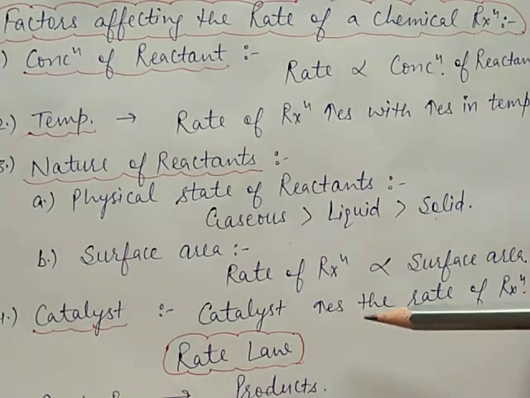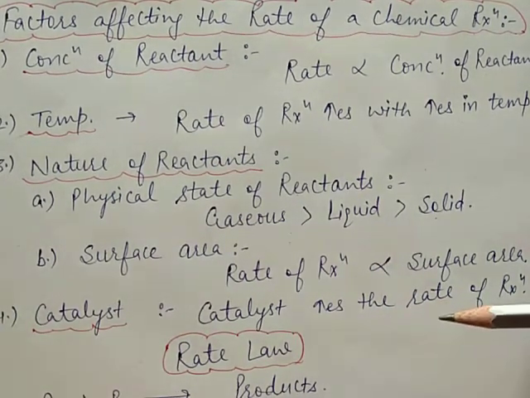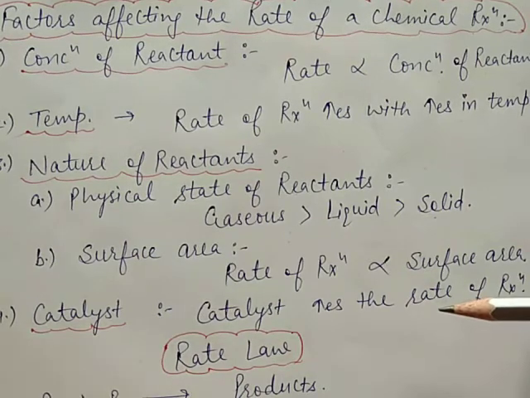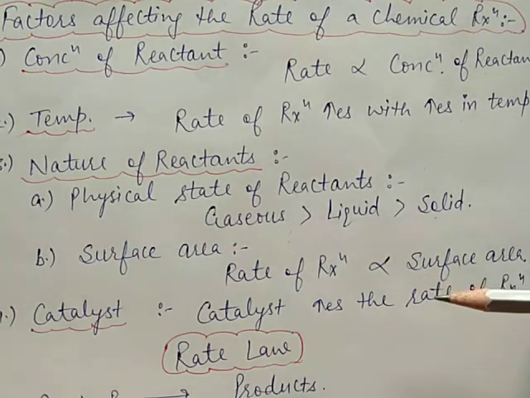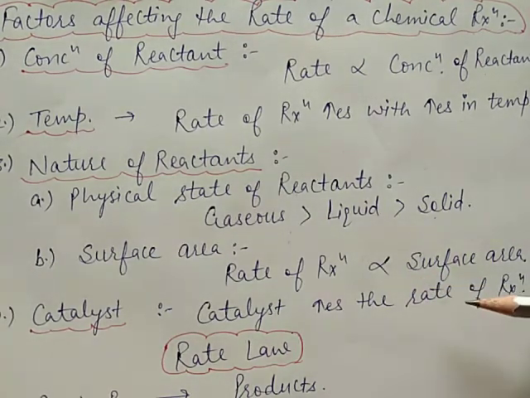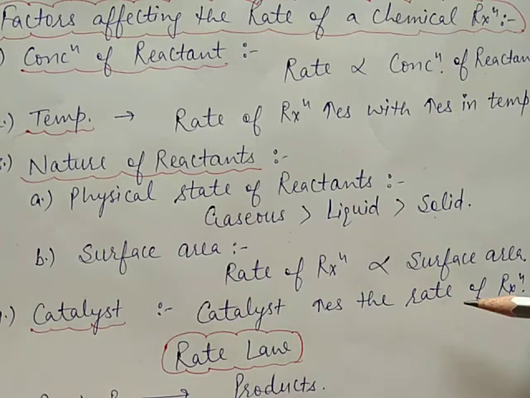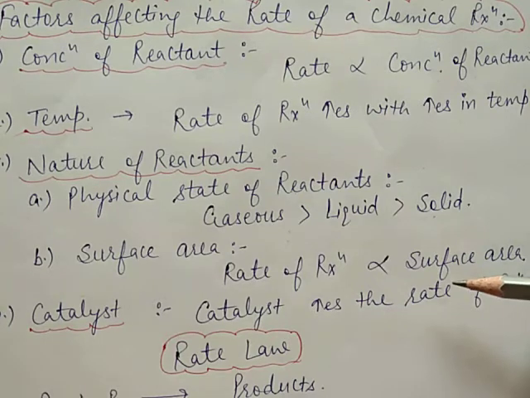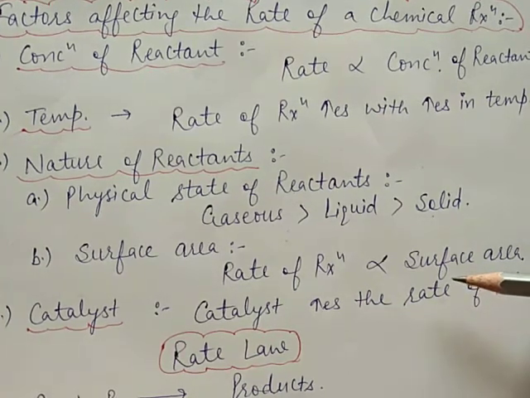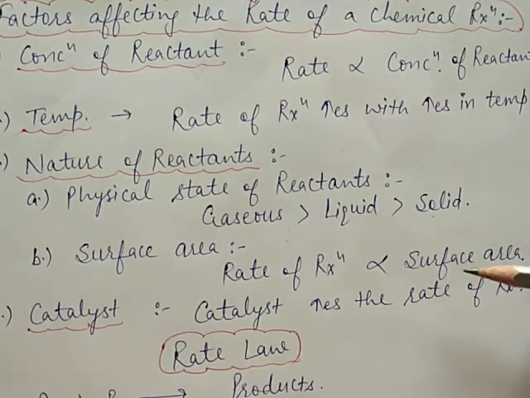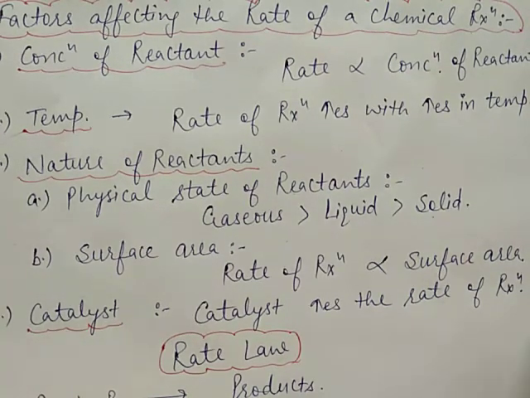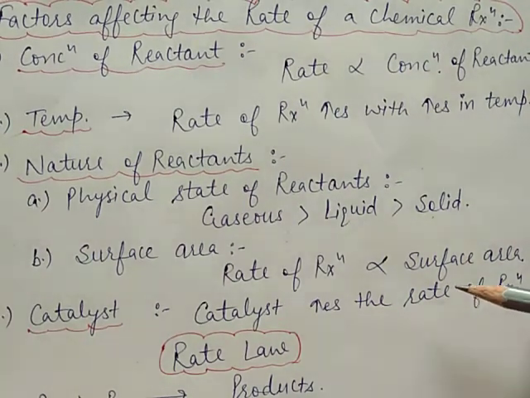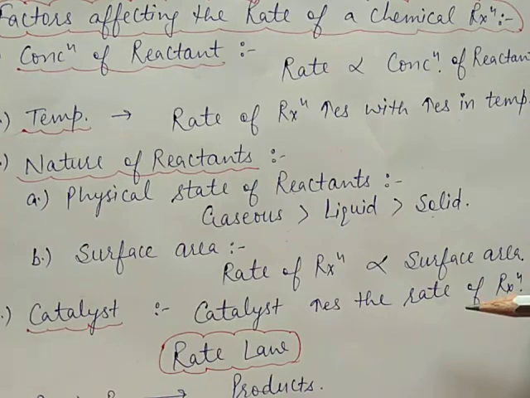Now the fourth point is catalyst. In the presence of a catalyst, the rate of reaction increases, and the equilibrium state is attained quickly in a reversible reaction. So catalysts play an important role in this type of reaction.